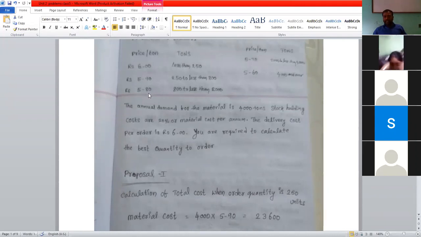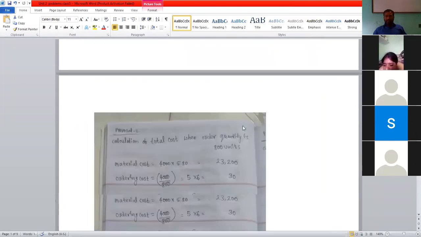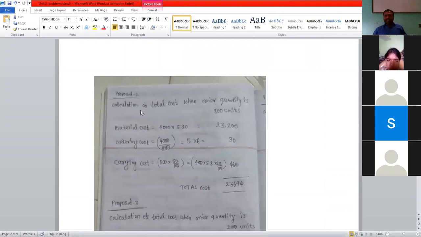So here 5 rupee 80 paise ki proposal 2 ki total cost చూడండి. Proposal 2, the calculation of total cost when order quantity is 800 units. Similar ga 4 calculate చేయాలి. 800 units. So that is the material cost. The material is annual order. Just now we discussed 4,000 units he is going to purchase, at the rate of 5 rupee 80 paise. By multiplying, you are getting here 23,200.